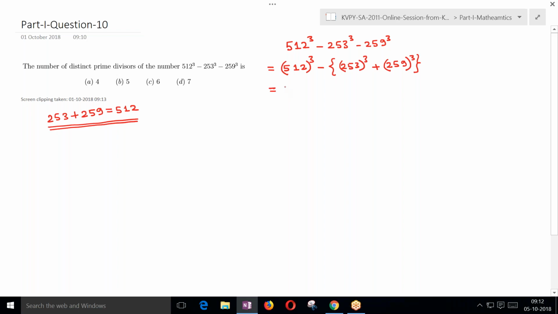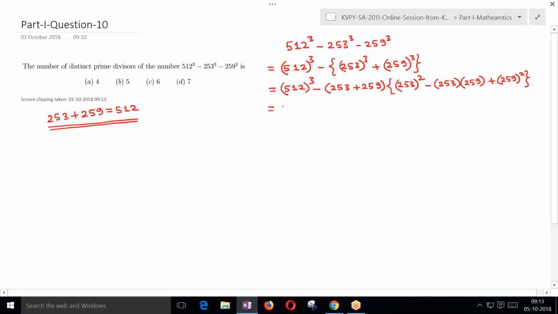So what we can write is that this is equal to 512 whole cube minus a cube plus b cube. A cube plus b cube means a plus b into a square minus ab plus b square. That means 253 whole square minus 253 into 259 plus 259 whole square. So this is equal to what? This is equal to 512 whole cube minus, this is also 512, 253 plus 259, and after that what we get, we will just rearrange.